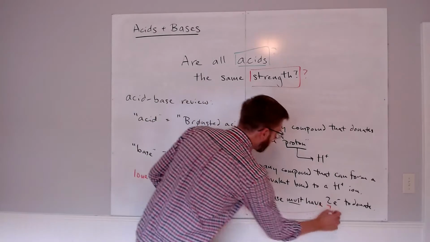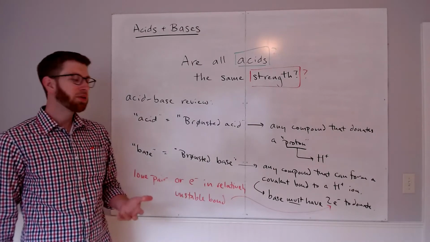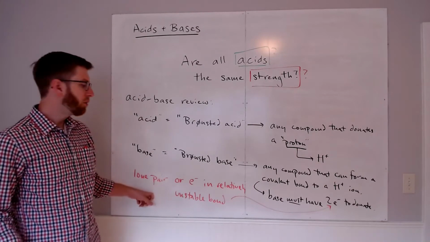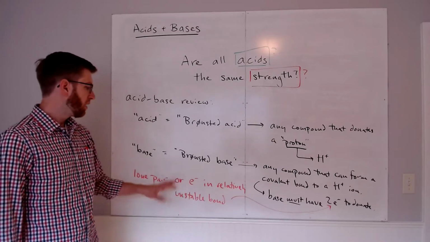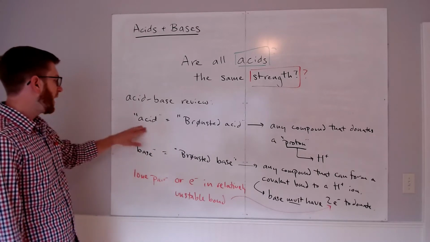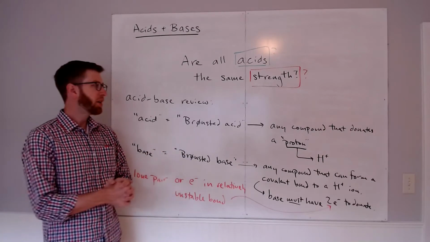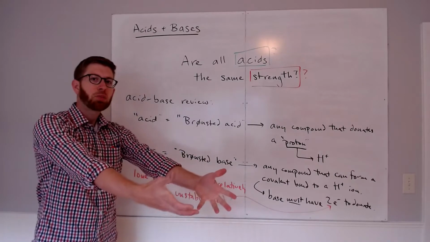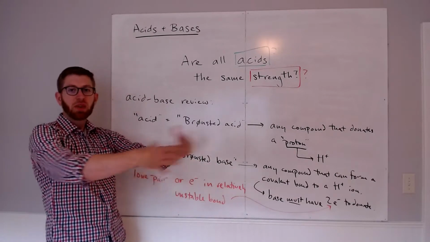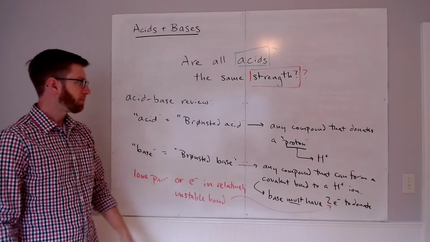All right, so our source of these two electrons that a base is going to donate into a new bond with a hydrogen atom is usually a lone pair, but could be electrons in a relatively unstable bond. So we've defined our terms. We'll use the term acid and base. What we mean is this Bronsted idea, what we're talking about, either putting an H+ into it or giving it to something else, or taking that H+ and forming a bond to it.